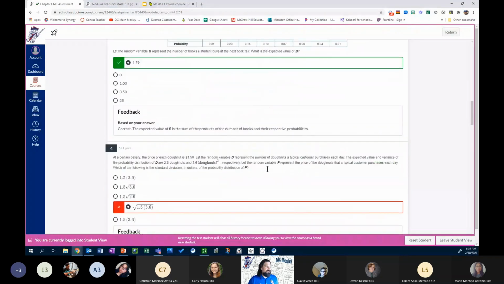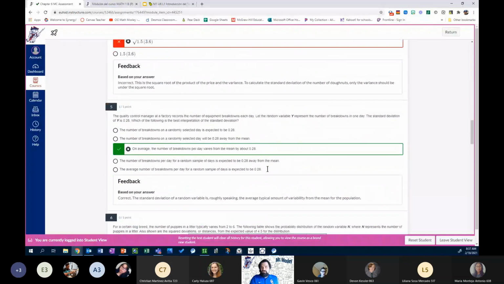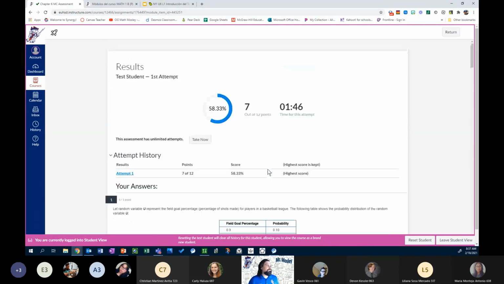So there is feedback on the multiple choice to help you retake it so that you can get more points if you like. Remember, you have unlimited attempts on multiple choice assessments. If you don't like your score, or you don't do well the first time, look back at your responses, take some notes, and do it again. So please keep that in mind.